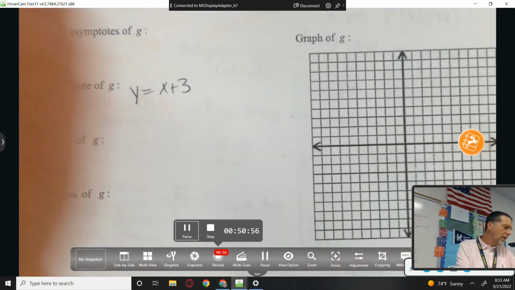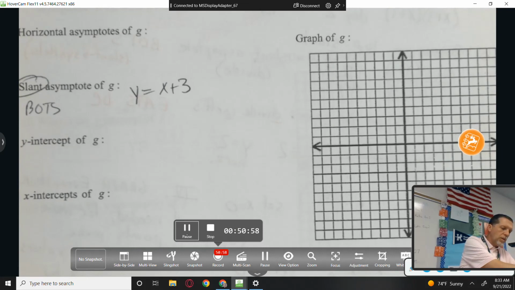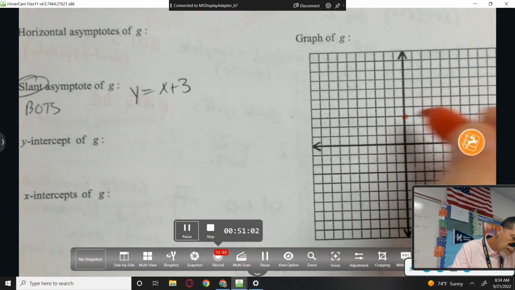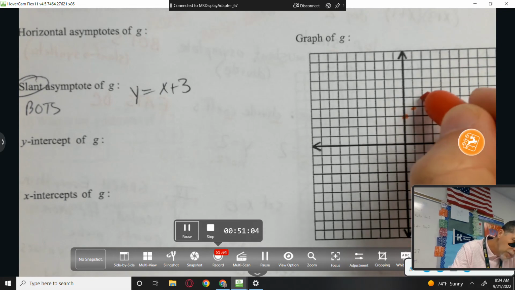A slant asymptote. So gotta remember how to graph a line. Surely that's not a problem. Up to 3, slope of 1.